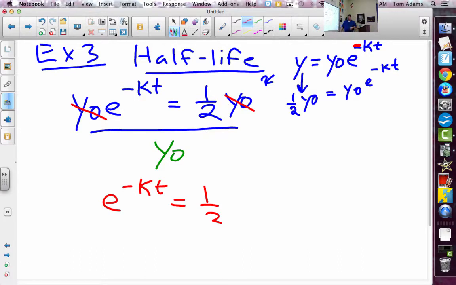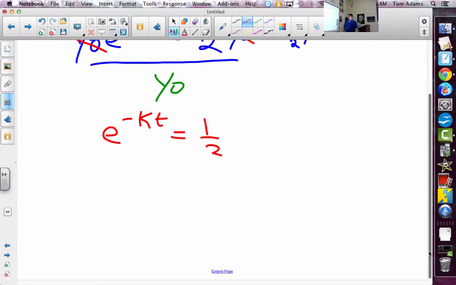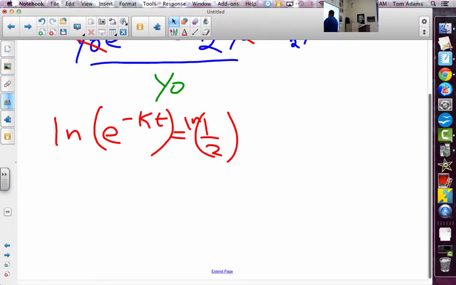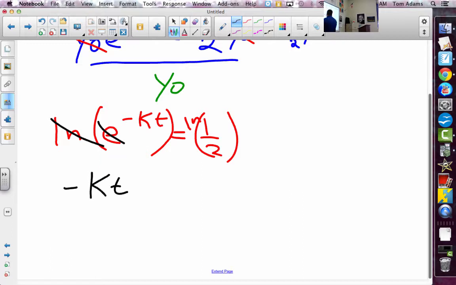I don't like the kt. In other words, I've got to solve for k, and I can't do it when the k is raised to a power of e. So I'm going to take the natural log of that, and remember, whatever I do on one side of the equation, I've got to do on the other. The natural log and e are inverse operations of one another, so they kind of undo each other. So on this side, I get negative kt is equal to the natural log of 1/2.